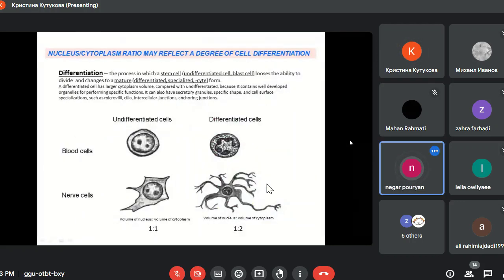Excuse me, Professor. Yes? I have a question. At the blood cells, in the second step, is the nucleus smaller?